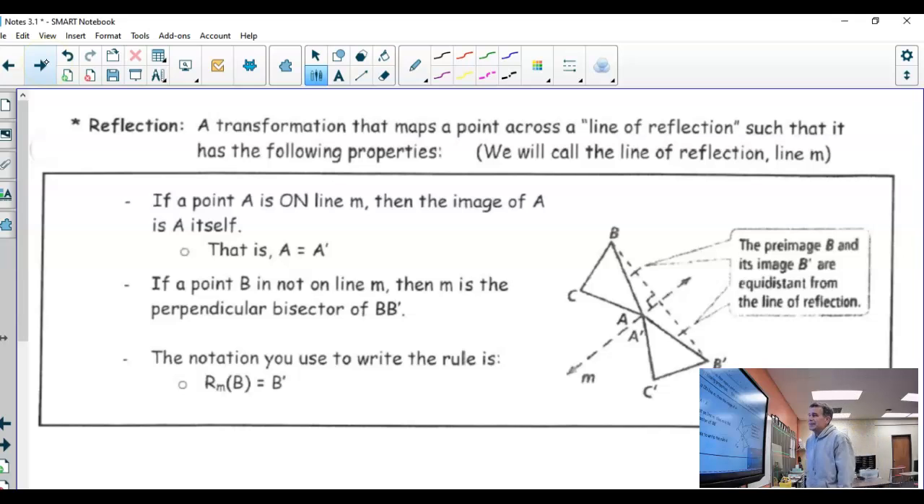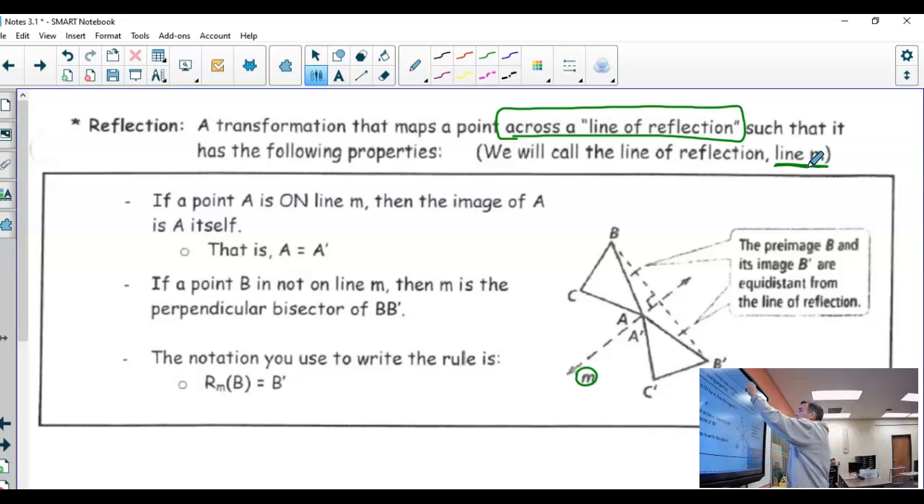All right, so here we go. The first one of these transformations that we're going to do is the reflection. That's the only one we're going to talk about today, is the reflection. It is a transformation that maps a point across a line of reflection such that it has these following properties. And notice the line of reflection is line M.